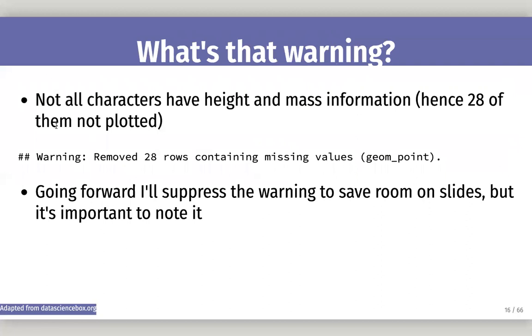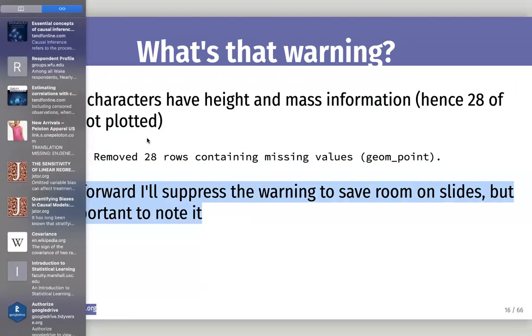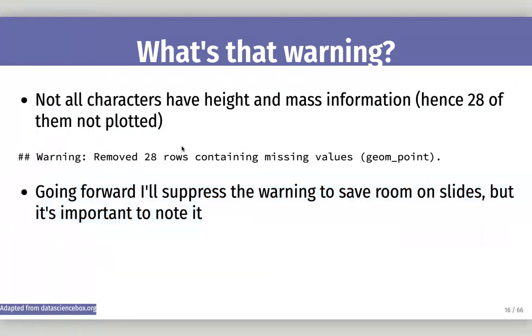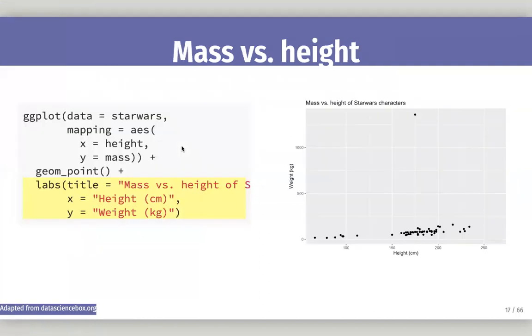And one thing to mention here, if you were to run this yourself, not all characters in this data set have height and mass information. So 28 of them are removed. So I would get this warning that says removed 28 rows containing missing values. Going forward, I'm going to suppress this warning basically to save room on the slides. But it's always important to note when you get these kinds of warnings, especially because they tend to be for missing data issues, which are definitely worth paying attention to.